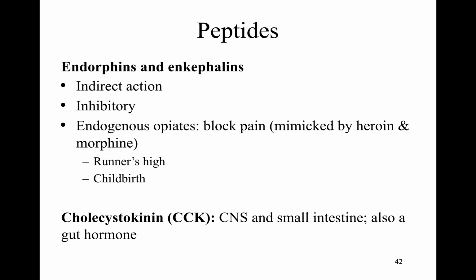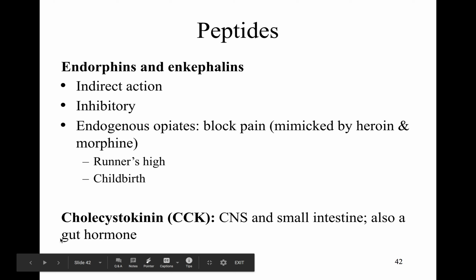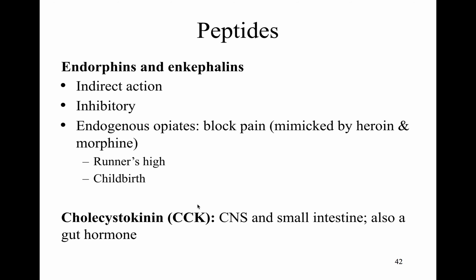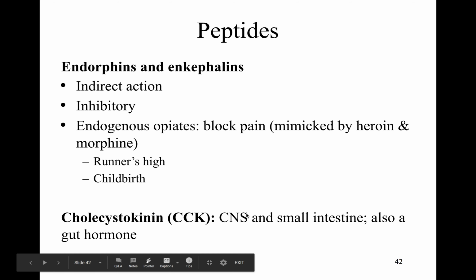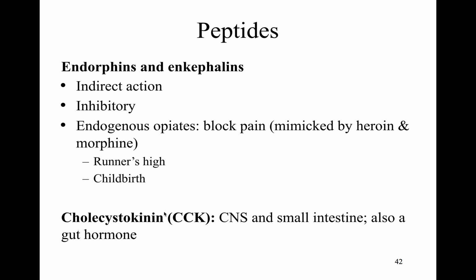Another peptide that can act as a neurotransmitter is cholecystokinin, or CCK. We're going to talk about cholecystokinin when we get to the digestive system, but I just thought it was interesting. This is actually a hormone in the digestive system, CCK, but it can actually also function as a neurotransmitter in the central nervous system and in the small intestine. So this is a peptide that can function as both a hormone in the digestive system as well as a neurotransmitter in the digestive system and in the central nervous system, so in the brain and the spinal cord.